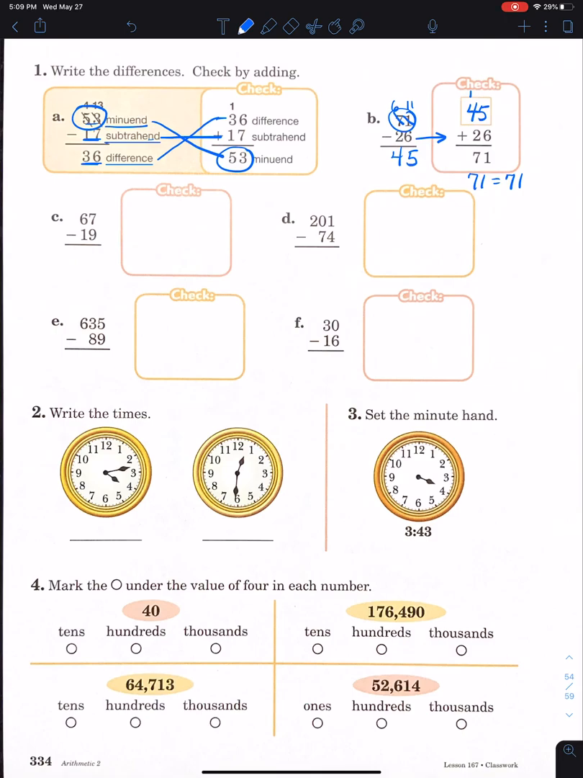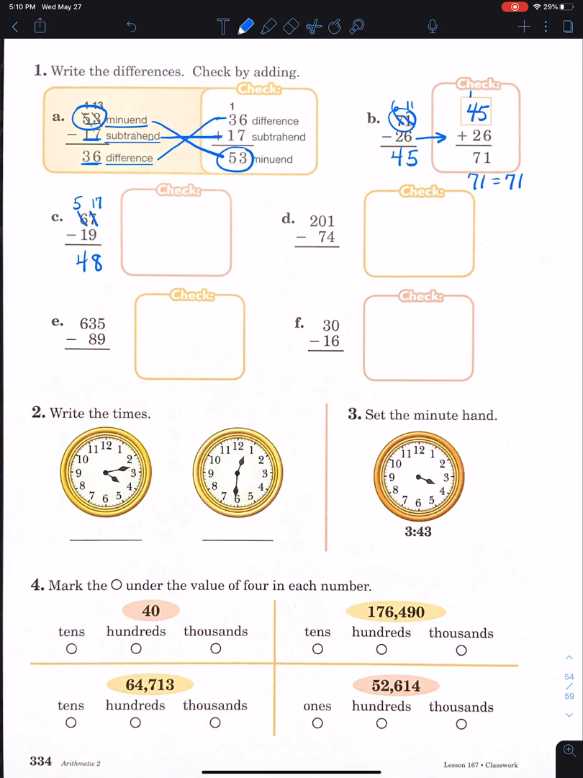Let's try C, 67 minus 19. So we have 7 minus 9, which we cannot do, so we're going to cross off the 6 and make this a 5. Take the 10 that we're borrowing and add it to the 7 for 17. 17 minus 9 equals 8. And 5 minus 1 equals 4.